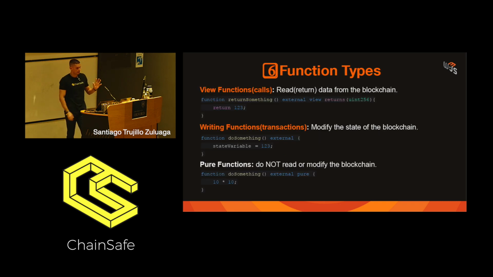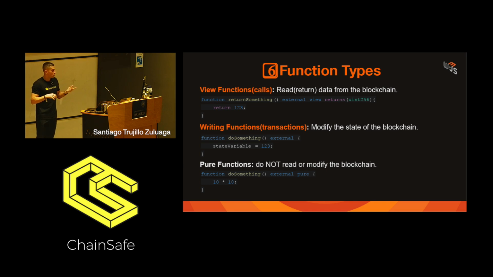Okay, function types. So there are two types of functions. This is really important, I want you to take a photo of this. We have two main types of functions in Solidity. There are writing functions and view functions. The pure ones are not really important today, but the main ones are view. This view helps you to call the blockchain and retrieve data. And when you do these calls, that's free. You don't need funds when you call these functions.